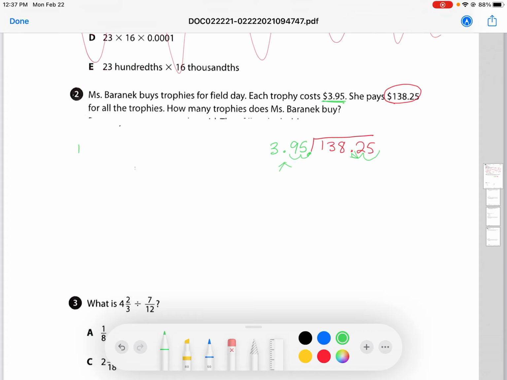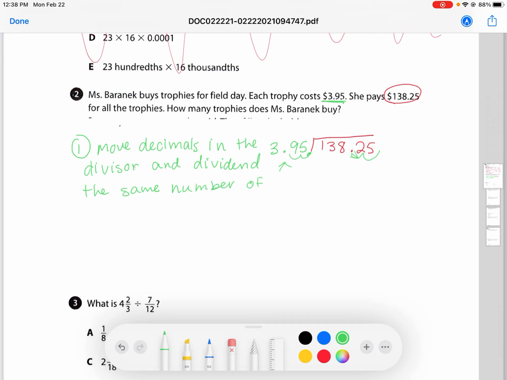So number 1, we're going to move our decimals in the divisor and dividend the same number of times. Okay, and just a quick vocab review, this right here is your divisor, and this right here is your dividend.